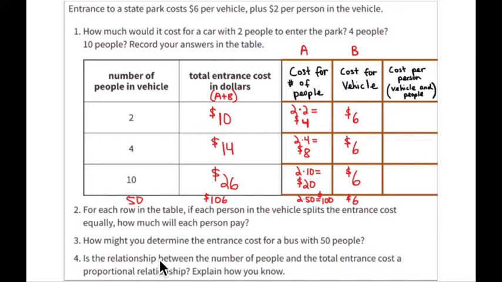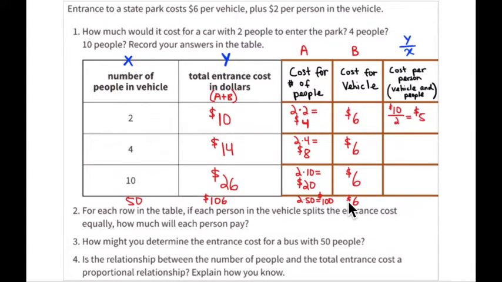Or the last question down here, question number 3, is what if it's a bus of 50 people? Well, you look in, you see 50 people. How many people do you have in the bus, sir? You have 50 people. 2 times 50 is $100. And plus it's going to cost you another $6 for the bus.